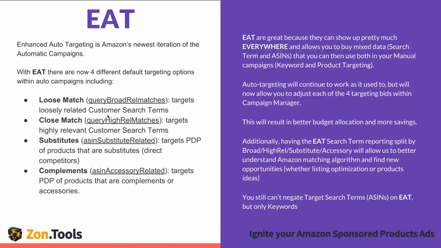Additionally, having a search term report that can be segmented by loose match, close match, substitute, and complements will allow us all to better understand Amazon's matching algorithms and find new opportunities, whether of listing optimization, product ideas, or product targets. It needs to be noted that as of now, technically you cannot negate targets away from auto campaigns. Although the auto campaign can target product listings, you still cannot tell an auto campaign not to target a specific listing. Hopefully Amazon will change this soon.